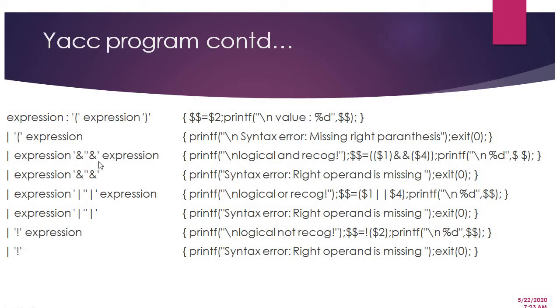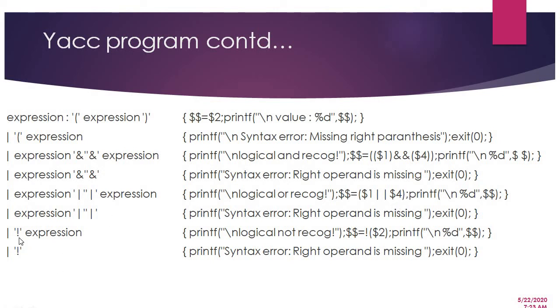If there is an AND operator and if there are two operands, that means it is successful. This first expression is $1, this is $2, $3 and $4. So it will evaluate $1 and $4 and store the result in $$, and print that. If any right operand is missing, it will print an appropriate message. Similarly, logical OR will also be done. It will evaluate the expression and store it in $$, and print the result. Whatever result you are going to print will be in integer format, so you have to print using %d. If right parenthesis is missing, you have to print an appropriate error message.